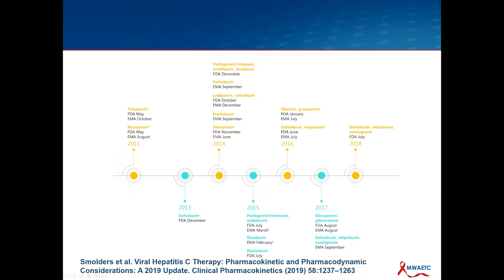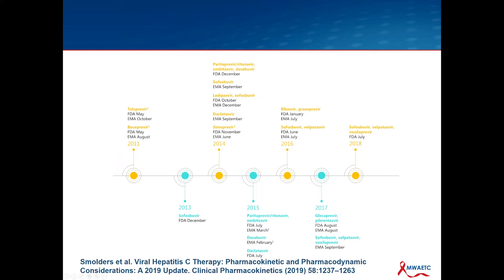This is a timeline of the DAAs that came to market. For those of you that were around doing Hep C 10 years ago, you remember the flurry and the anticipation that we had with these drugs. Telaprevir and boceprevir, which were our first two, really kicked the door wide open. But there were also huge pharmacokinetic problems with them. Telaprevir needed to be dosed every 8 hours without missing a dose, and needed to be dosed with 30 grams of fat, so there were significant nutritional and food-drug interactions. And then there were also other kinetic interactions with metabolism.